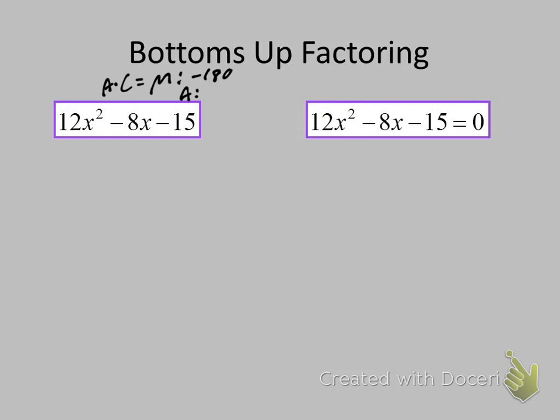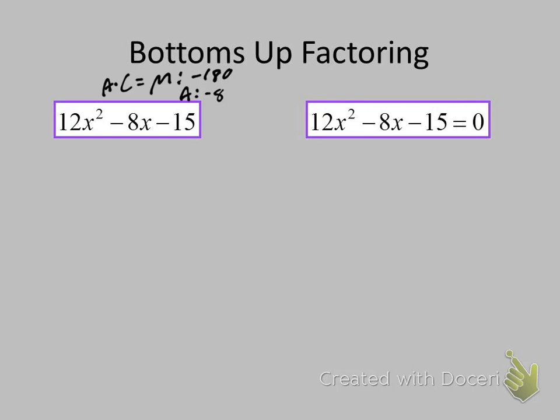Always has been. Up to this point, A has always been what? 1. So it hasn't mattered. Okay? Your add number is still B, so negative 8. That doesn't change. Okay? So here's where this gets a little messy. Now you need to think of numbers that multiply to negative 180 and add to negative 8.